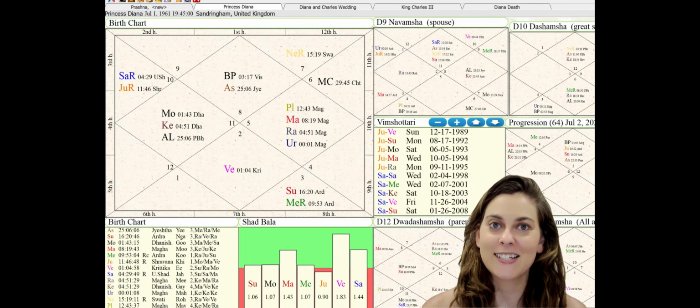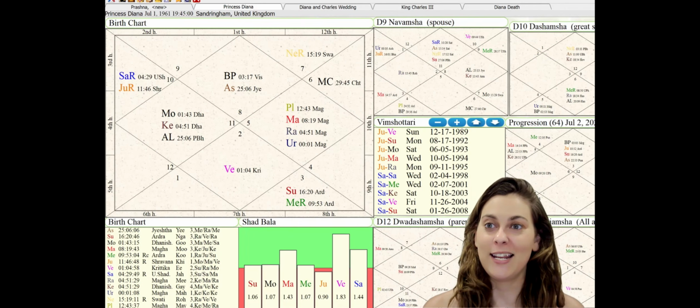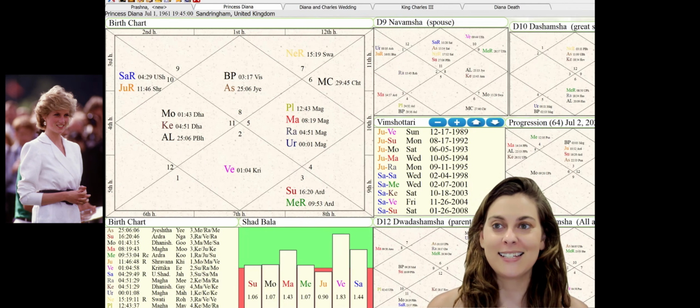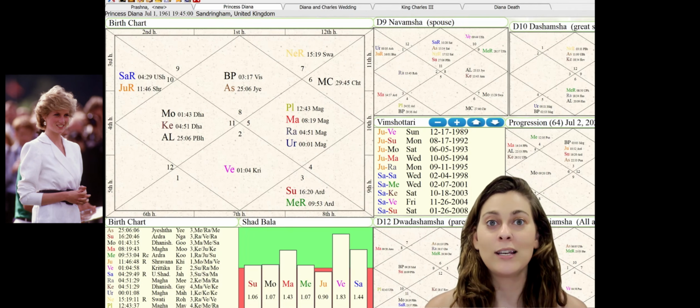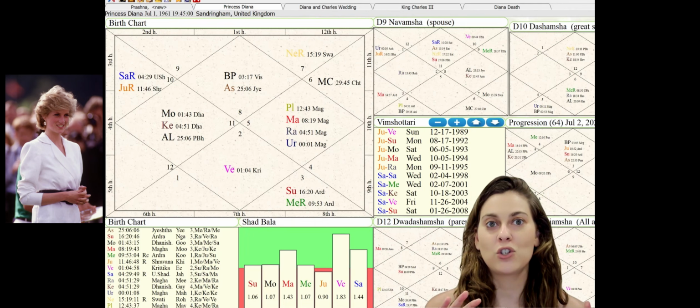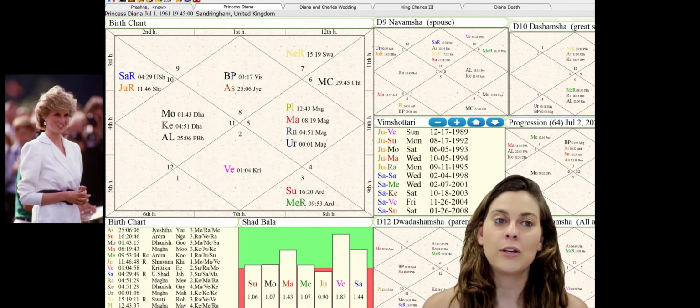I'm a Vedic counselor and astrologer, and today we are going to be looking at Princess Diana's Vedic birth chart. This is Jyotish, the science of light. It is different than Western astrology and uses the moon as the focal point of the calendar, and it also follows transits in real time based on where they actually are in the sky.